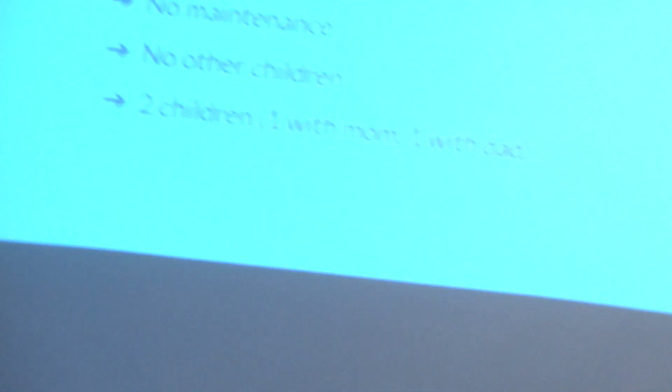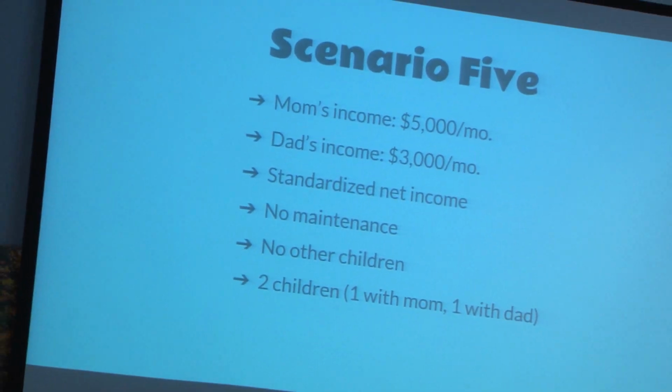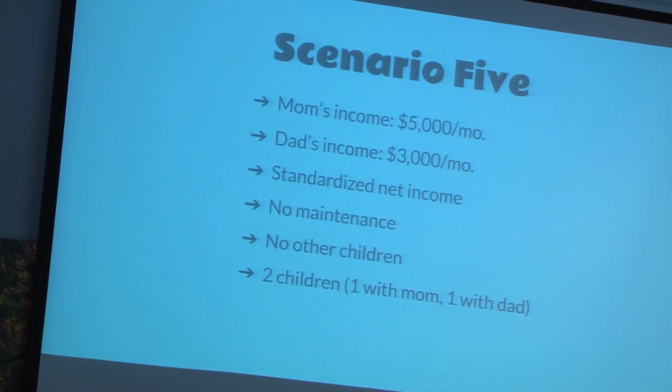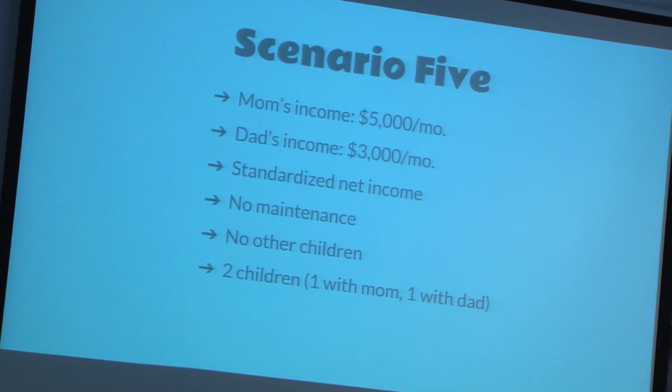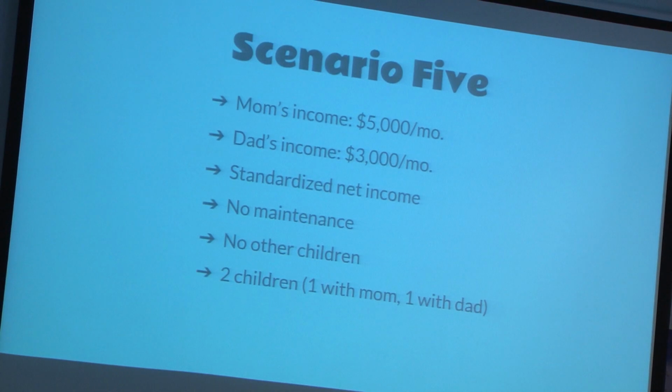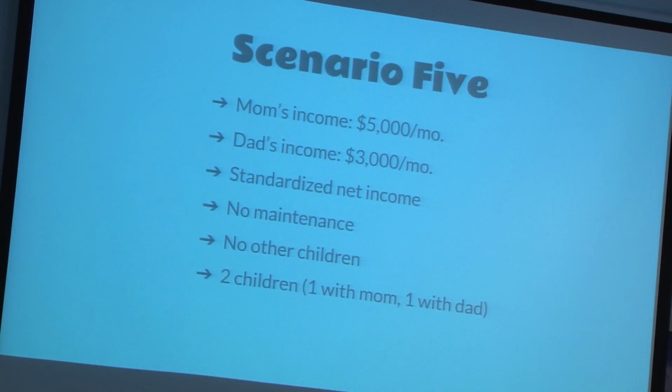So let's talk about another scenario, split custody. In this scenario, we're going to increase mom's income a little bit because, as you'll see, if they both have the same income, then we're basically going to have a $0 support line. So now mom's doing a little bit better for herself. She's got $5,000 a month in income. Dad's a little lower, $3,000 a month. We're going to keep everything simple: standardized net, no maintenance, no other children.